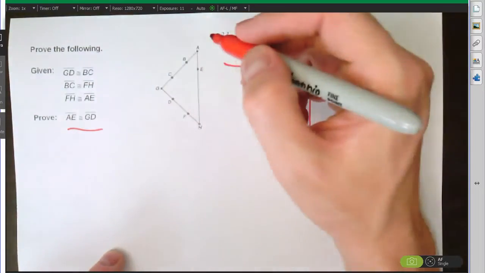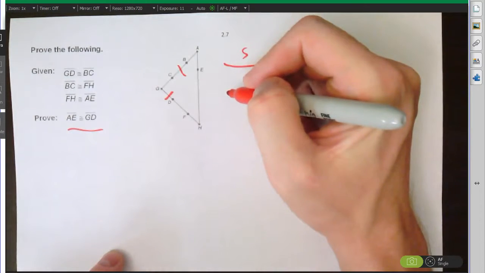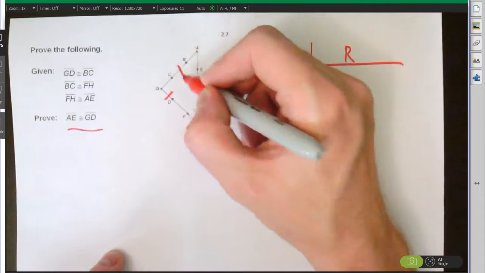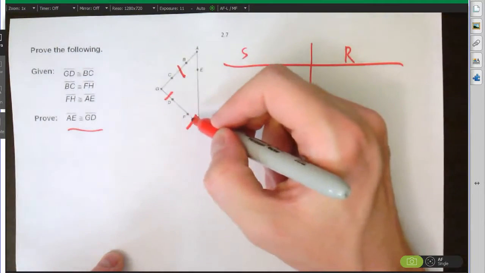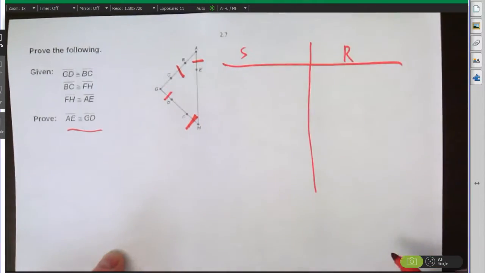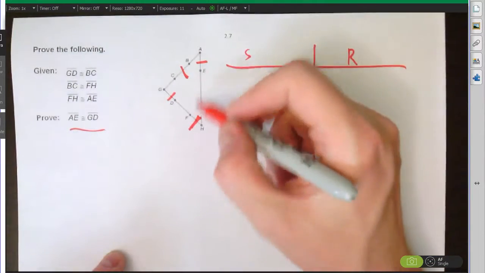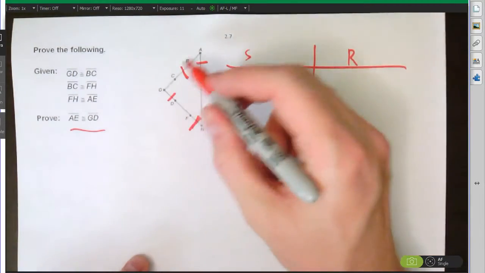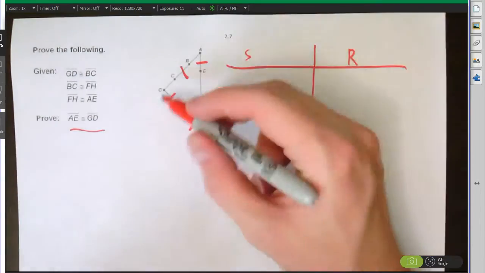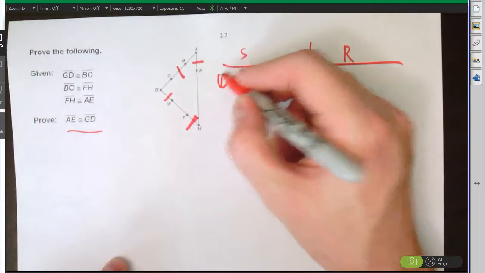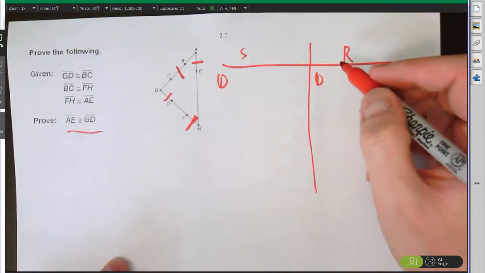So we know that GD is congruent to BC. We know that BC is congruent to FH, and since BC has a single mark, FH has to have a single mark. And we know that FH is congruent to AE. So if FH is a single mark, AE has to have a single mark. So hopefully, look at this, they all seem pretty obvious, they're all four congruent, so that's why those two, AE and GD, have to be congruent. So it's just a matter of how do we formally state that?